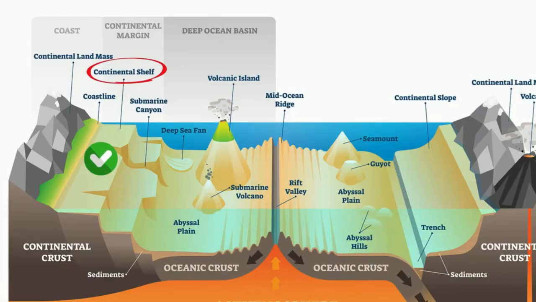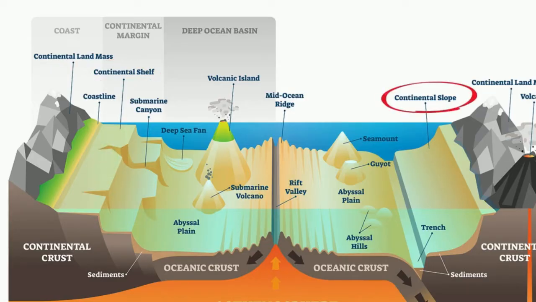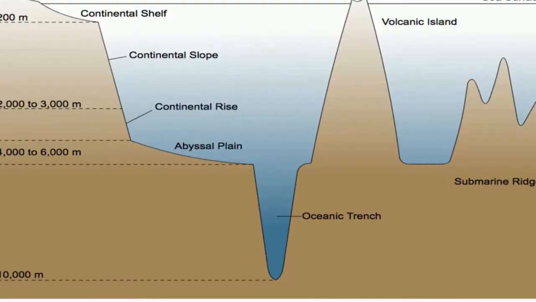It extends from the shore to a depth of about 600 feet and has a gentle slope. About 50 miles from the shore is a steep slope called the continental slope. The continental slope leads from the continental shelf towards the seafloor and is also deeper than the shelf. About 12 or 13 miles away from the shore into the ocean is the continental rise.